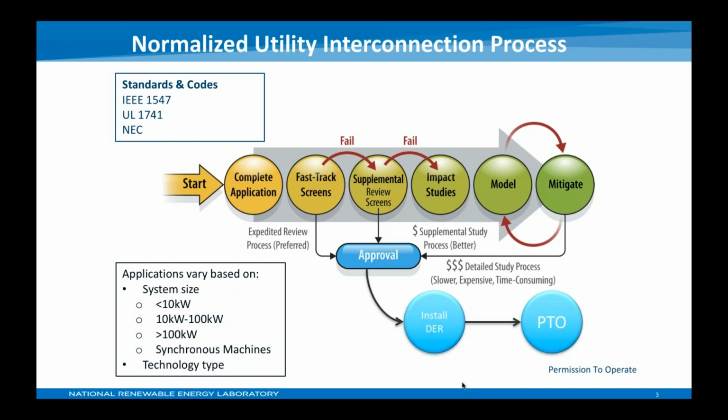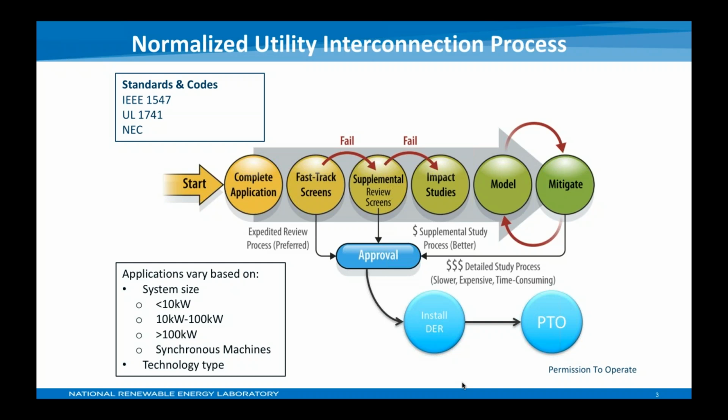one of the federal interconnection processes defined in the U.S., which was actually defined after a lot of the states had done their own processes. But I think it's a good example of some of the steps that go into the utility interconnection process. So you typically start with an application, and then typically utilities in the U.S. and all over the world, they're trying to define some type of fast track screen that makes it easier to go to the approval box shown there below.